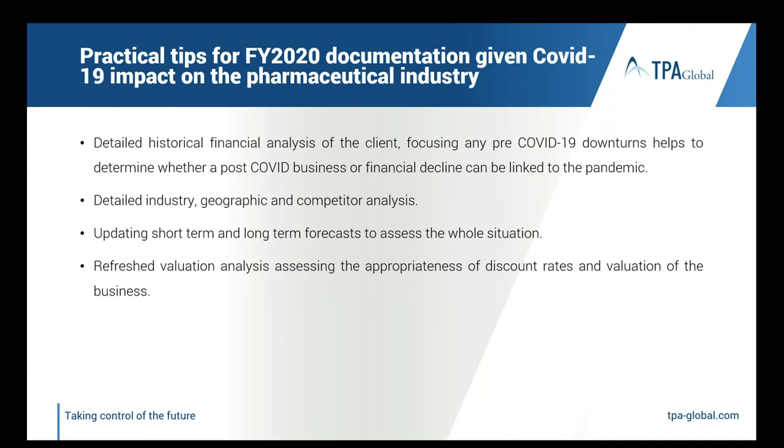And tips from us: do the historical analysis, focusing on any previous downturns, and see how those impacted your financials and your value chain. Also take into account the specialties of your industry. If you are in pharma, that I think is a must. And your geographic and competitor analysis, because different regions were affected quite differently by COVID.